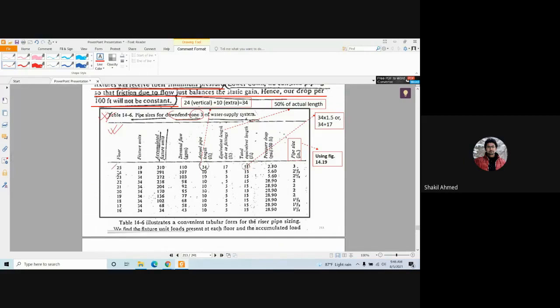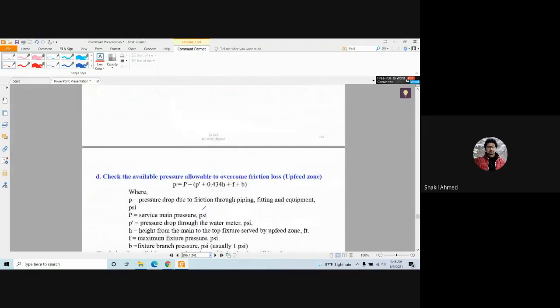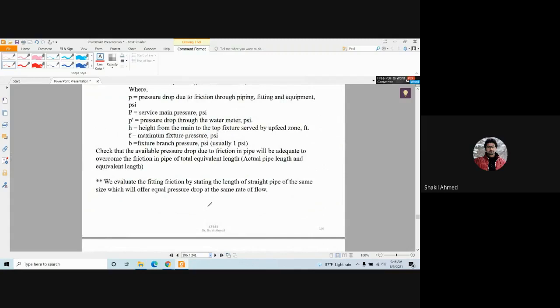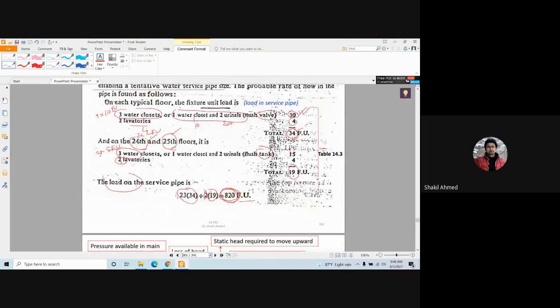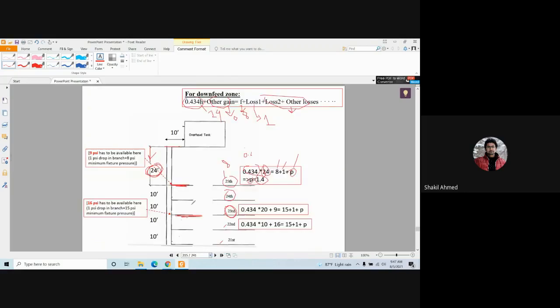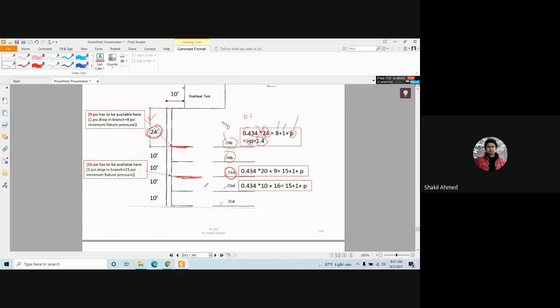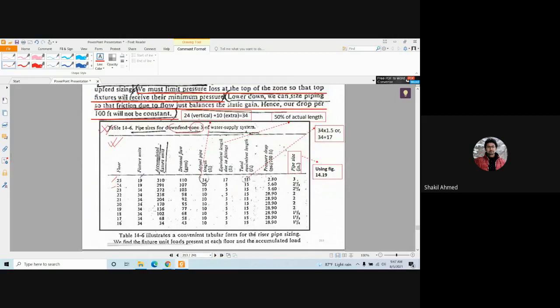So in the 25th floor, we already determined the fixture unit in each floor. For the 24th and 25th floors, the fixture unit is 19. And for other floors, the fixture unit is 34.